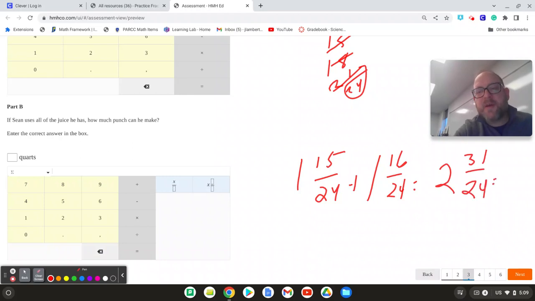And we can simplify that. We can take another group of 24 out. So that gives me 3. And I believe there's 7 left over, 24ths. And 24 is not a multiple of 7. It's pretty close, but it is not a multiple of 7. It is a multiple of 8 and 3 and 4. So we can not worry about that. We just need to have our 3 and 7 24ths quarts would be our correct answer.